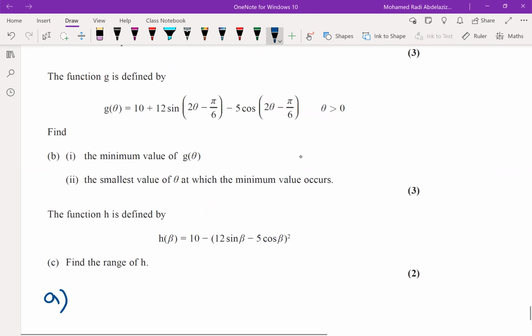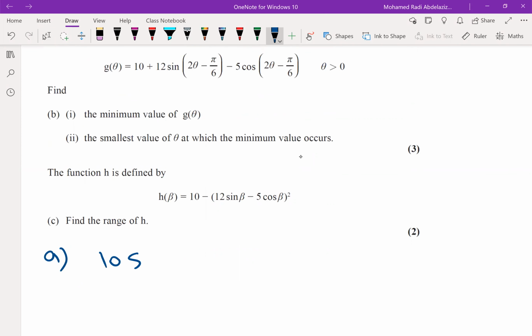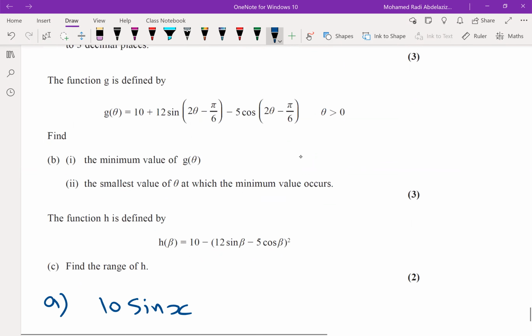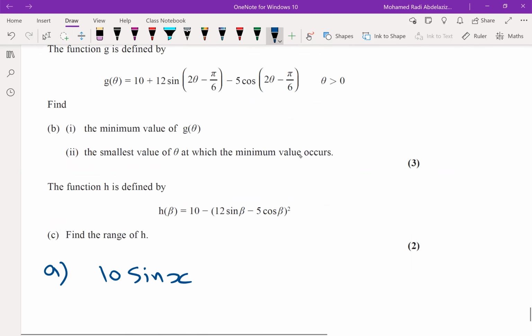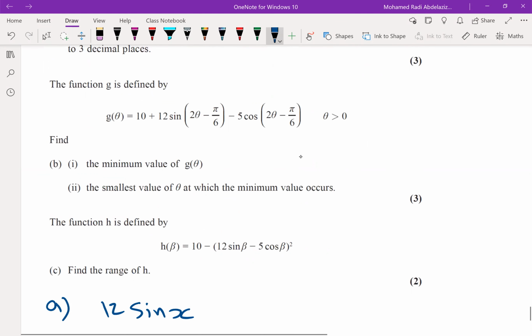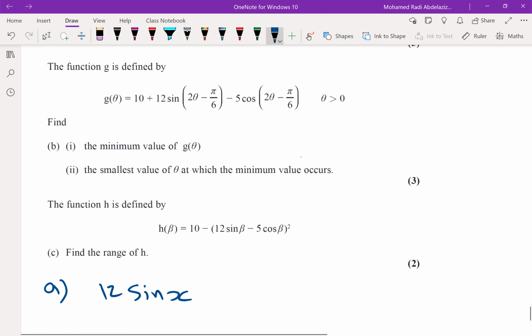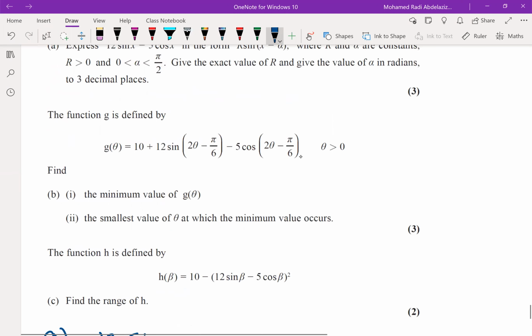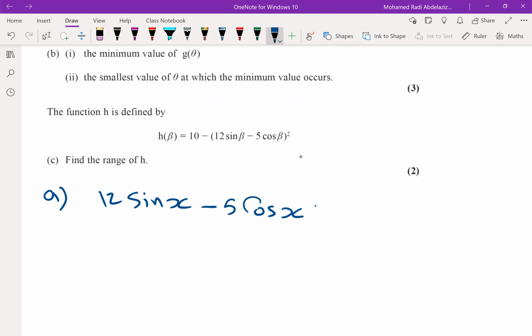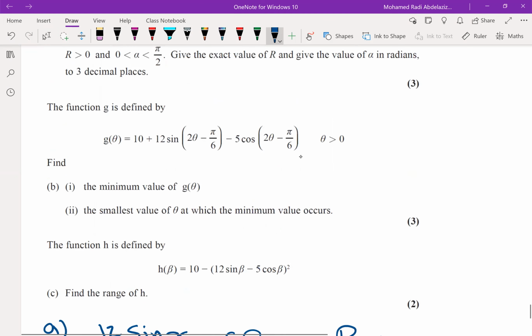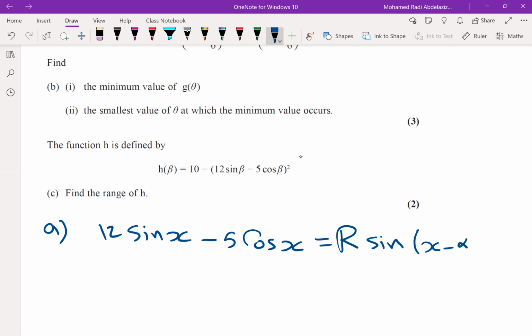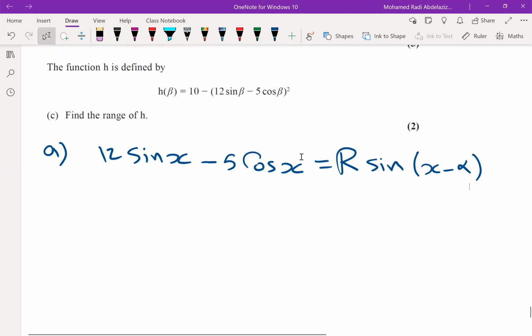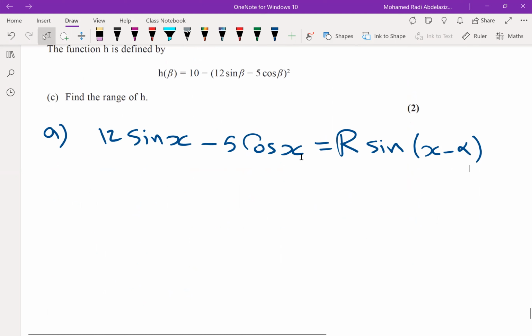We start with the expression 12 sine x minus 5 cosine x in the form of r sine (x minus alpha). How to get the value of alpha and r?